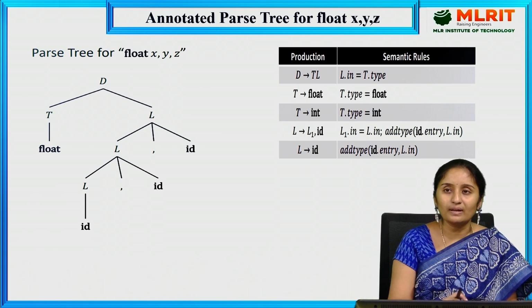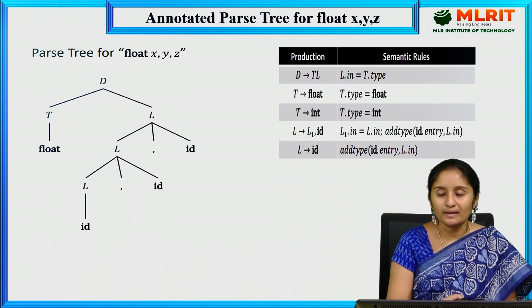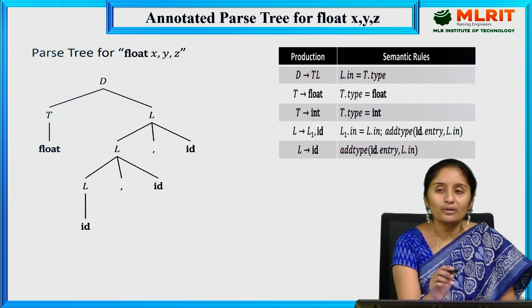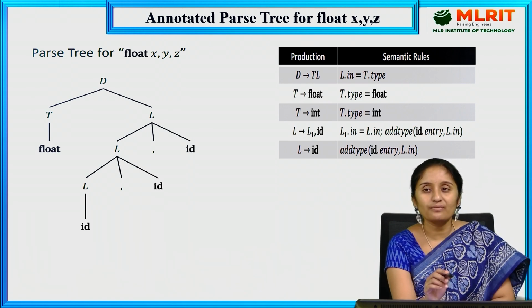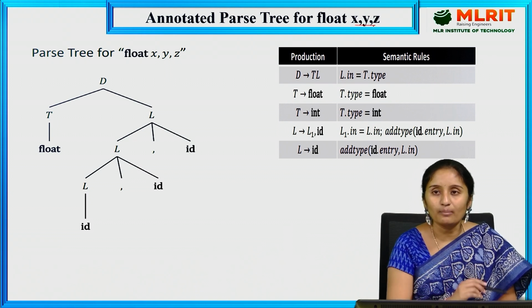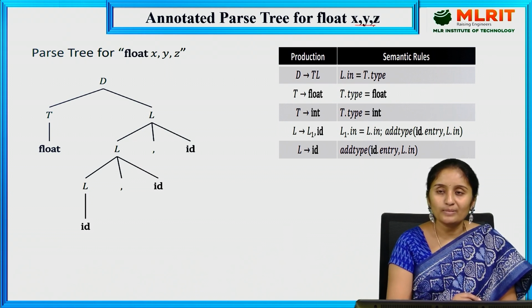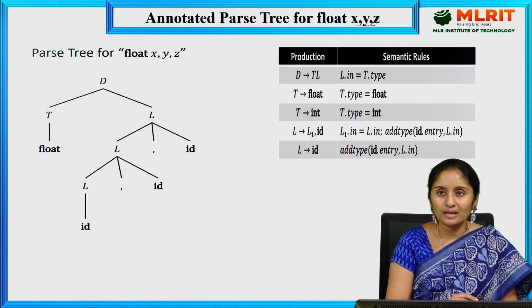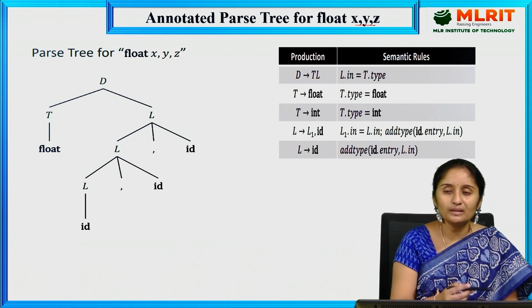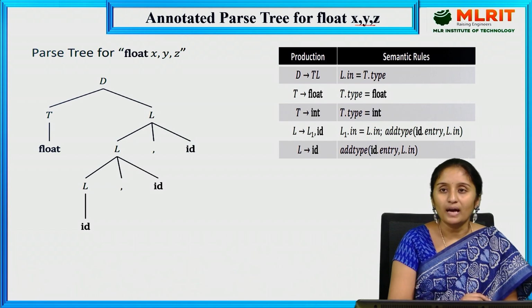So let us see one example for the syntax directed declaration, that is, simple declarations. Here we are going to discuss the annotated parse tree for simple declarations. Let us see one example: float x, y, z. For that simple declaration, we first generate the parse tree, and after generating the parse tree, we construct the annotated parse tree.